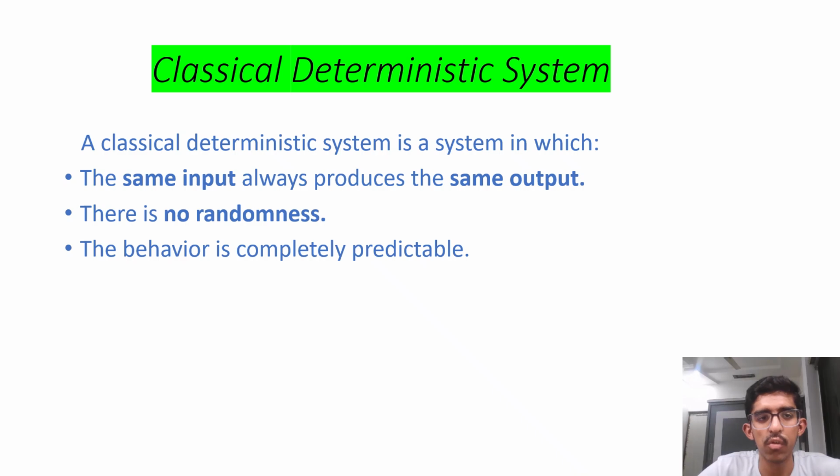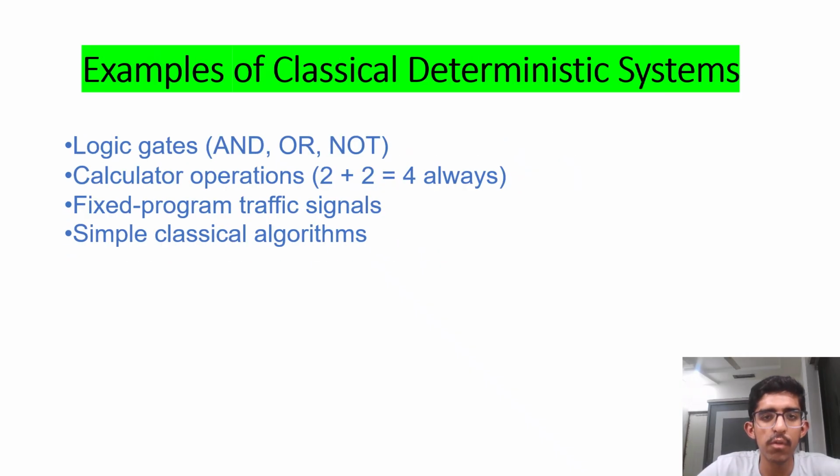Classical deterministic system. A classical deterministic system is a system in which the same input always produces the same output. There is no randomness. The behavior is completely predictable. Some examples of classical deterministic systems are logic gates like AND, OR, NOT, calculator operations like 2 plus 2 equals 4 always, fixed program traffic signals, and simple classical algorithms.